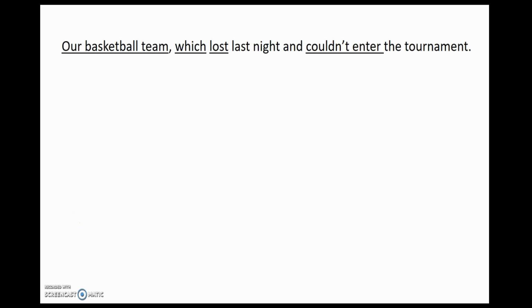Our basketball team, which lost last night and could not enter the tournament. Again, it sounds like it's complete, it makes sense, our team lost, we couldn't enter the tournament. But again, let's look at the formula and let's see what's going on here. We have our basketball team, seems like a subject, and then we have the subordinator which, and this subordinator also serves the subject purpose. And then we have one verb, lost, and we have a second verb here, and could not enter. So we have, again, a dependent clause here, but this subject is missing a verb.